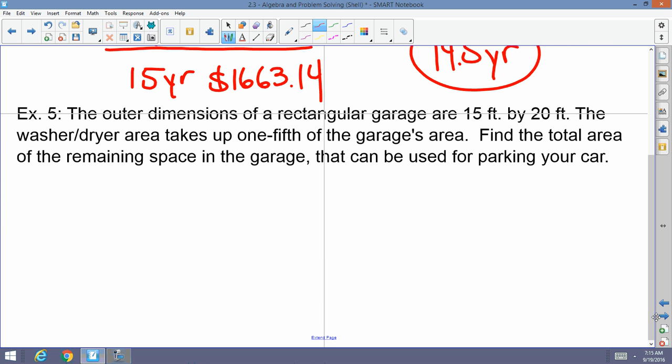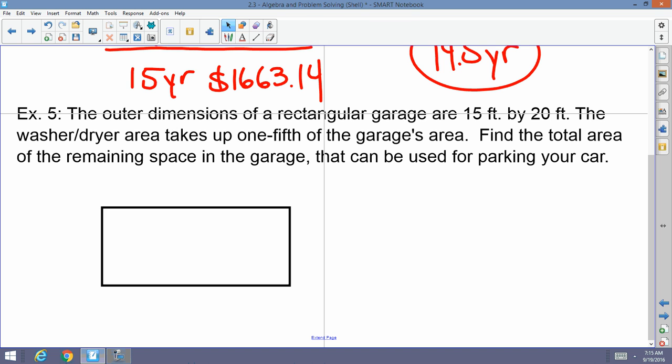The outer dimensions of a rectangular garage are 15 by 20. The washer and dryer area takes up 1/5 of the garage's area. Find the total area of the remaining space in the garage that can be used for parking your car. Okay, so let's check this out. We've got a whole entire problem in this case. So let's solve it. I've got a rectangular garage, and it is 15 by 20.